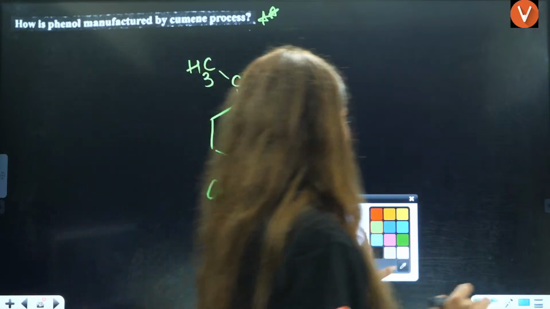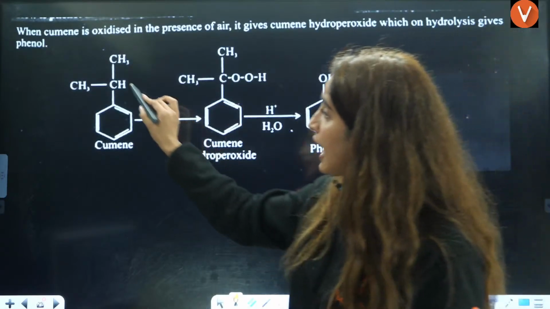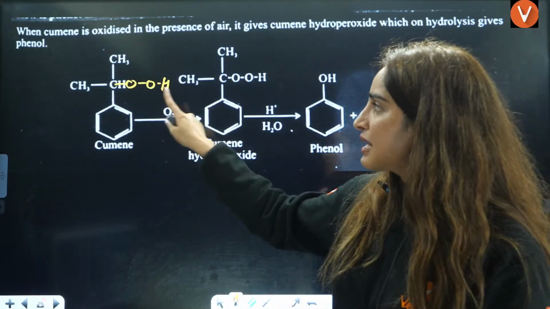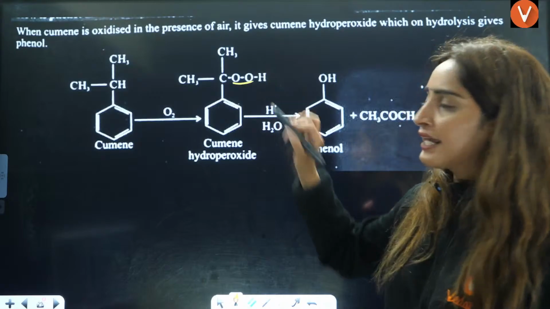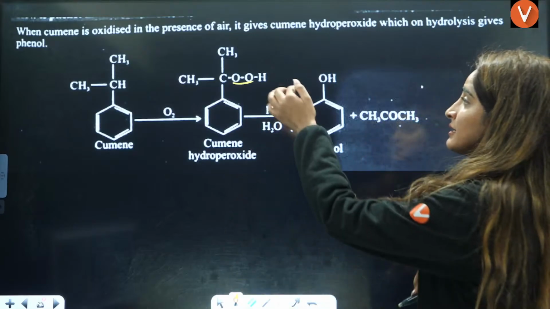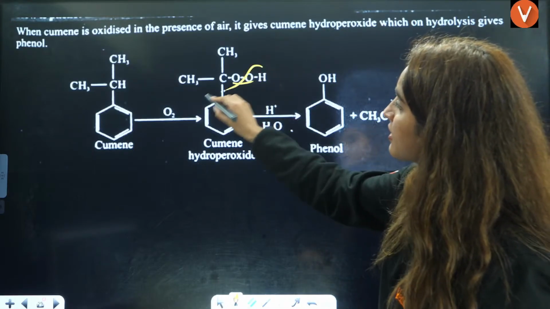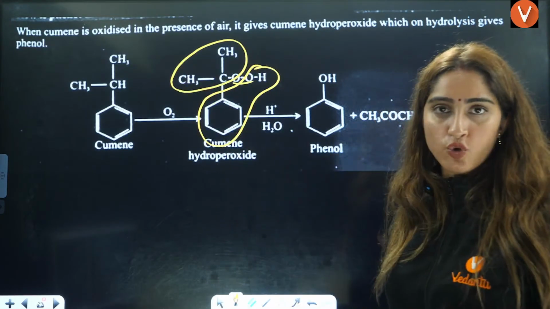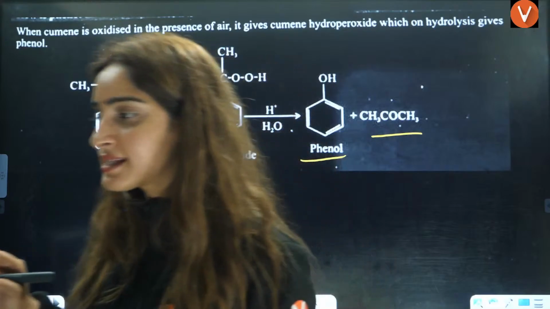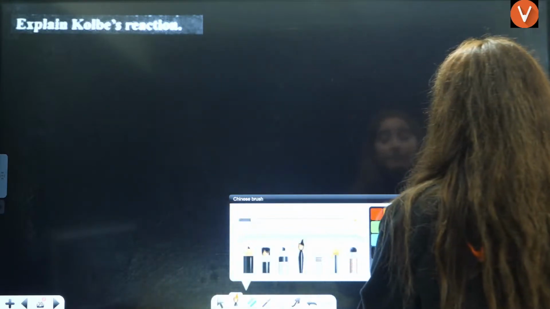Now, when you react this cumene with oxygen, what will happen? Here, peroxide linkage will get added on and you will have the formation of COOH here, right? After that, when you hydrolyze it in acidic medium, this compound is going to give you two products. First is phenol, other is acetone, right? That's why this particular process becomes very, very important. One is phenol, other is acetone. Got it?